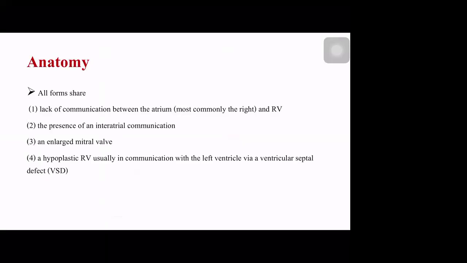So, the anatomy of the different types of tricuspid atresia in detail. There could be three subtypes of pulmonary atresia, but all forms share four common characteristic features. Number one, there is a lack of communication between the right atrium and the right ventricle. Number two, there is presence of an interatrial communication.